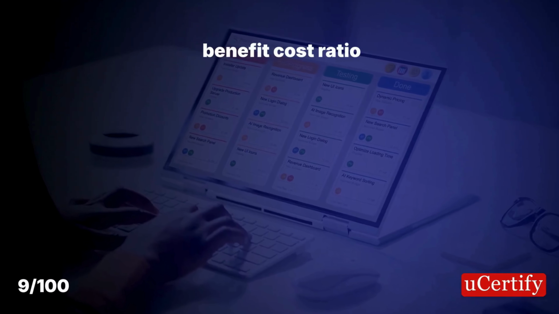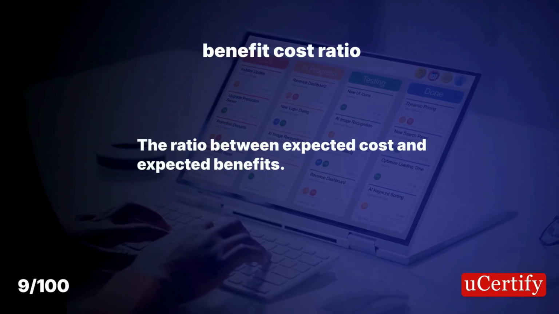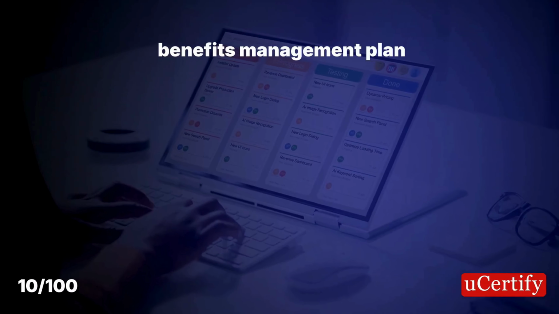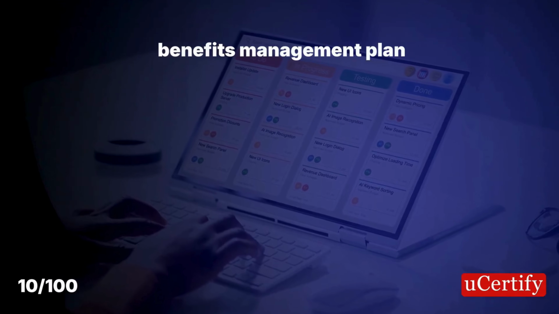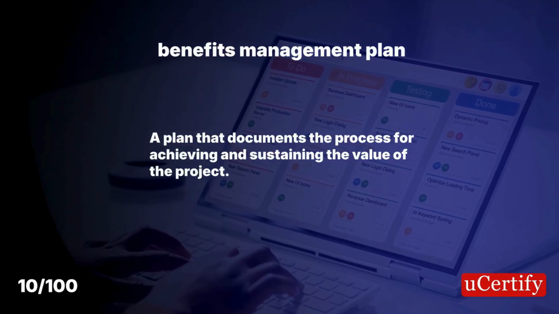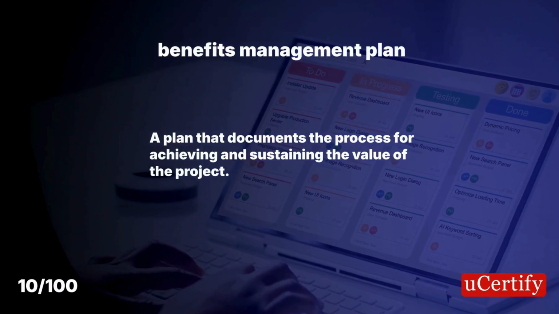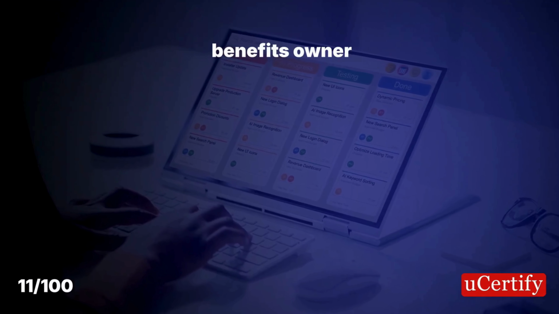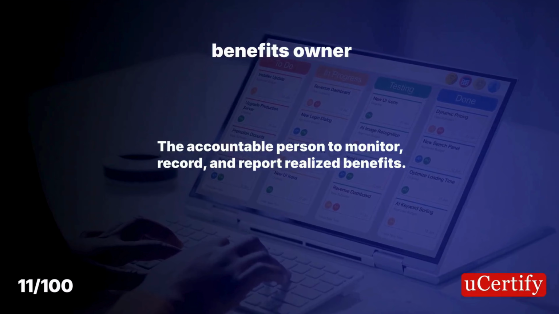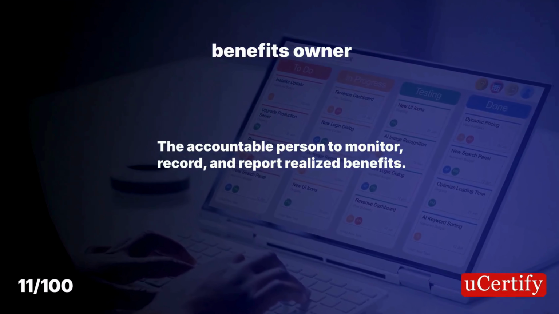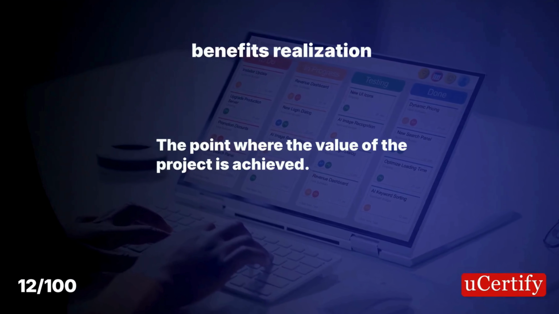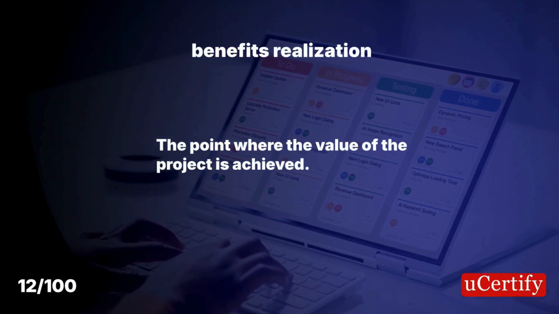Term: benefit-cost ratio. Definition: the ratio between expected cost and expected benefits. Term: benefits management plan. Definition: a plan that documents the process for achieving and sustaining the value of the project. Term: benefits owner. Definition: the accountable person to monitor, record, and report realized benefits. Term: benefits realization. Definition: the point where the value of the project is achieved.